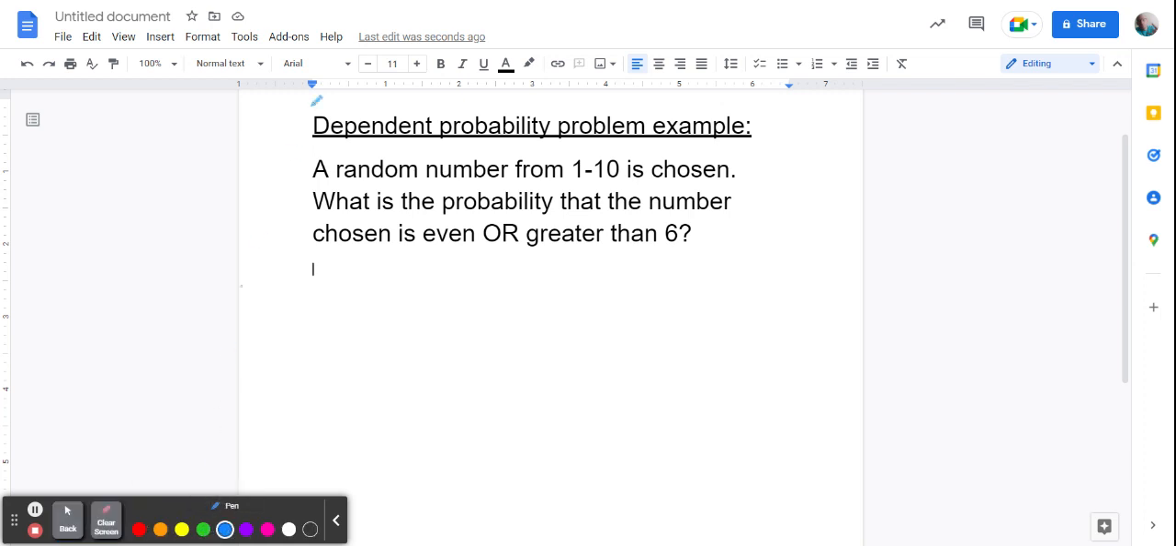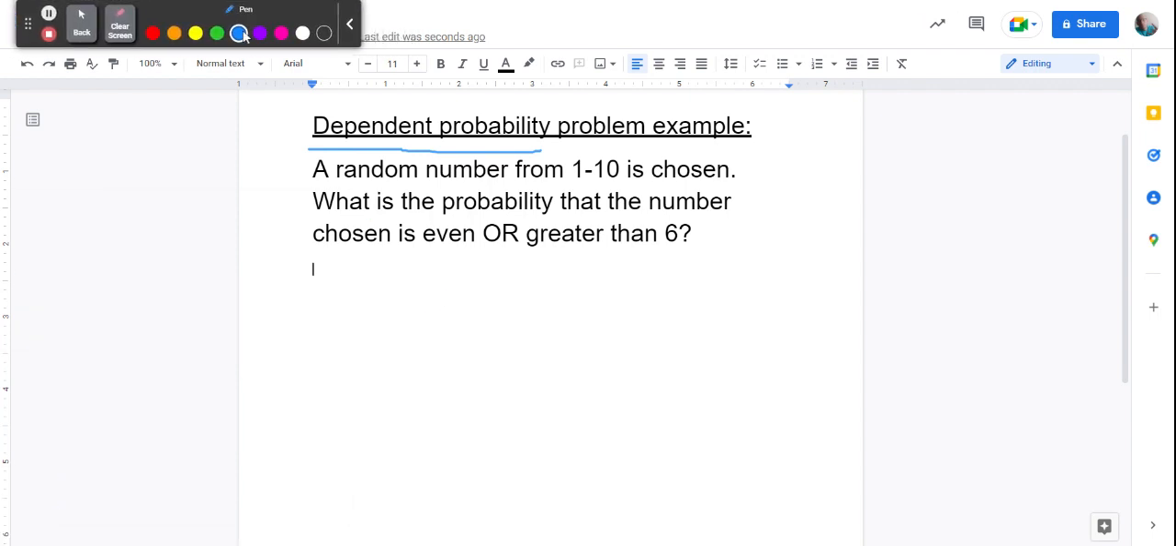Okay, good morning. Just doing this video real quick because I wanted to show you guys a dependent probability problem using the OR thing, because this is from the notes and it was a little bit confusing for my first period class. So I want to do this to give you guys a nice little example here.